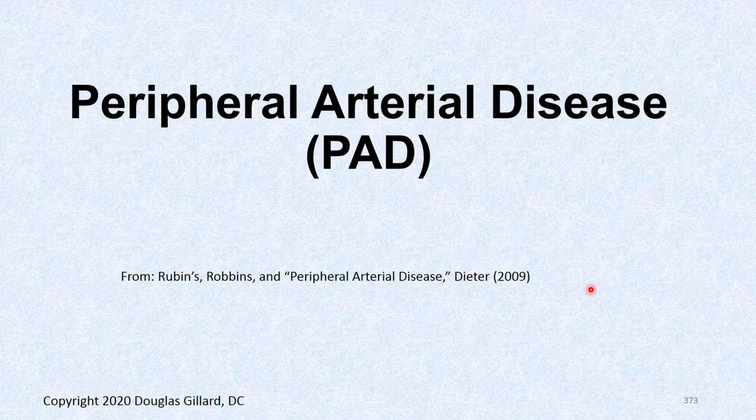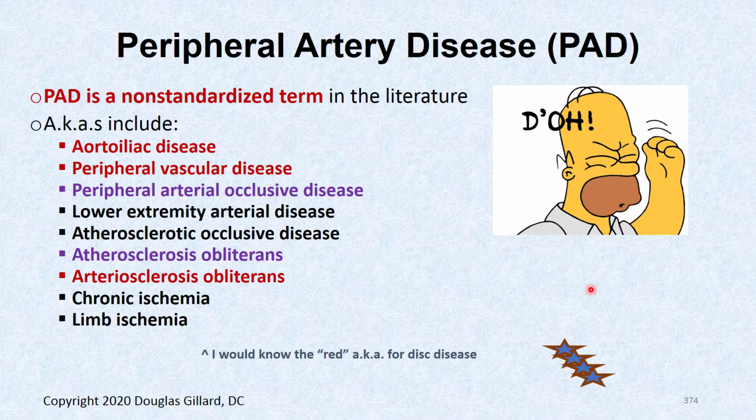What are we talking about? Oh, PAD. Very common problem. Let's talk about it. PAD stands for peripheral artery disease. Rubins and Robbins both call it that. There's a whole bunch of AKAs for PAD, unfortunately. Probably one of the most common ones that other authors use is peripheral vascular disease. That's PAD. Aortoiliac disease. That's PAD. And peripheral occlusive disease. Arterial sclerosis obliterans.